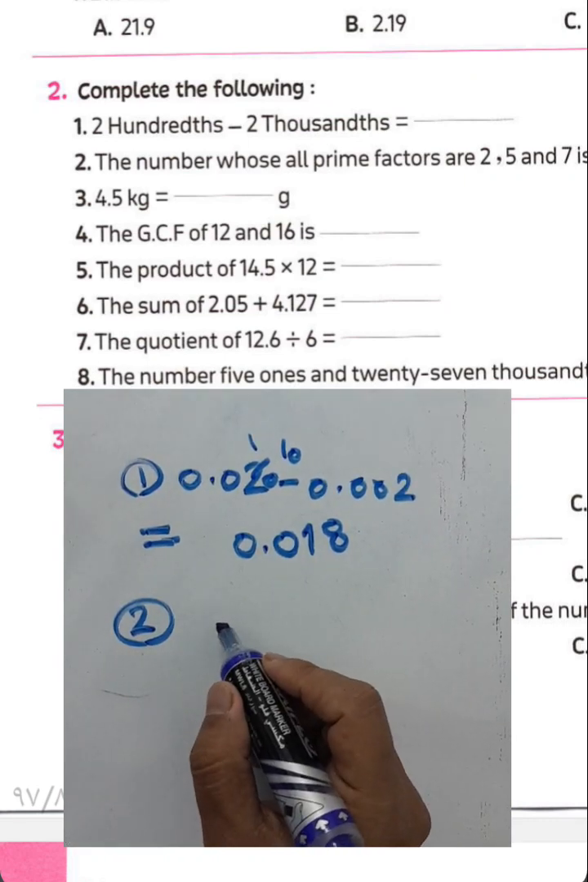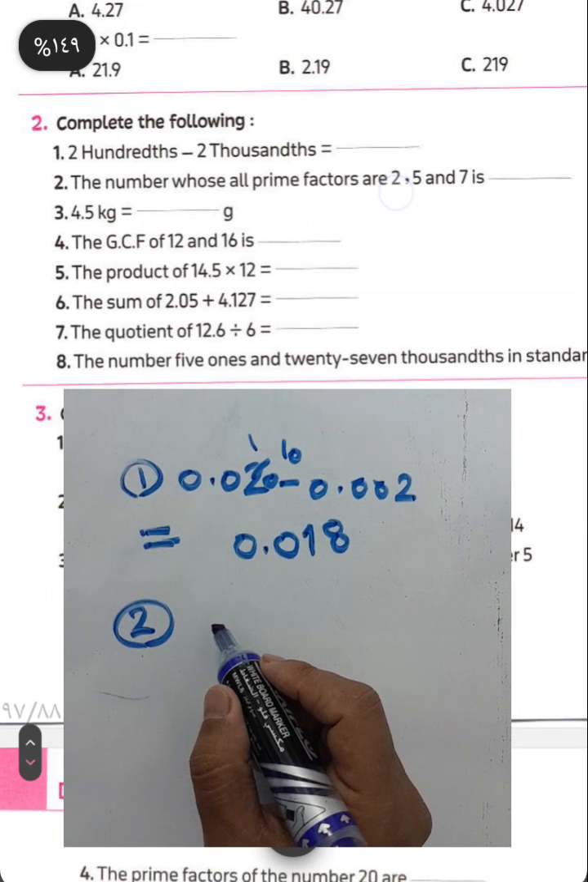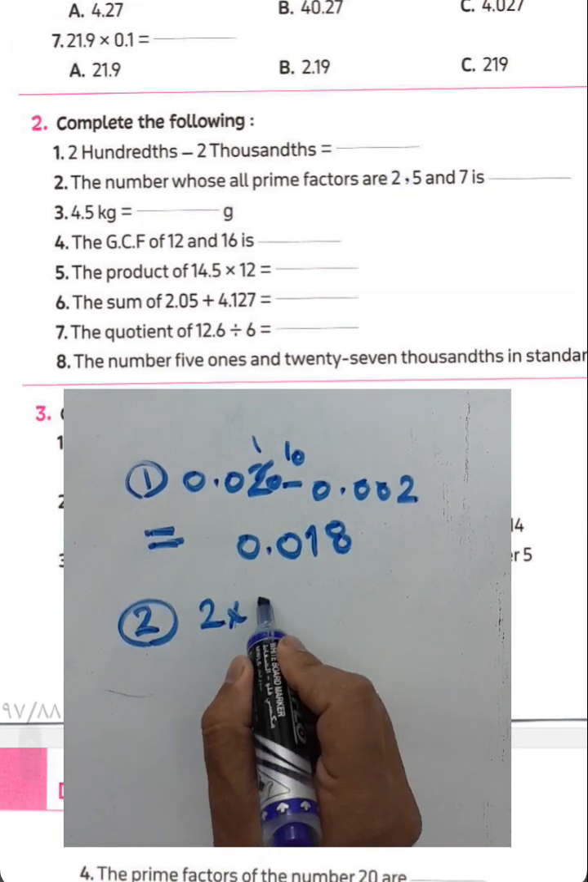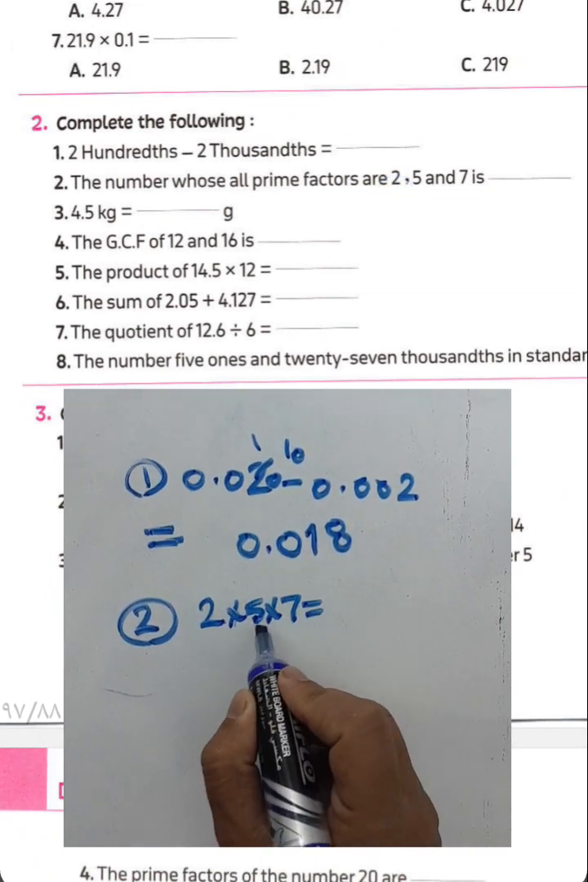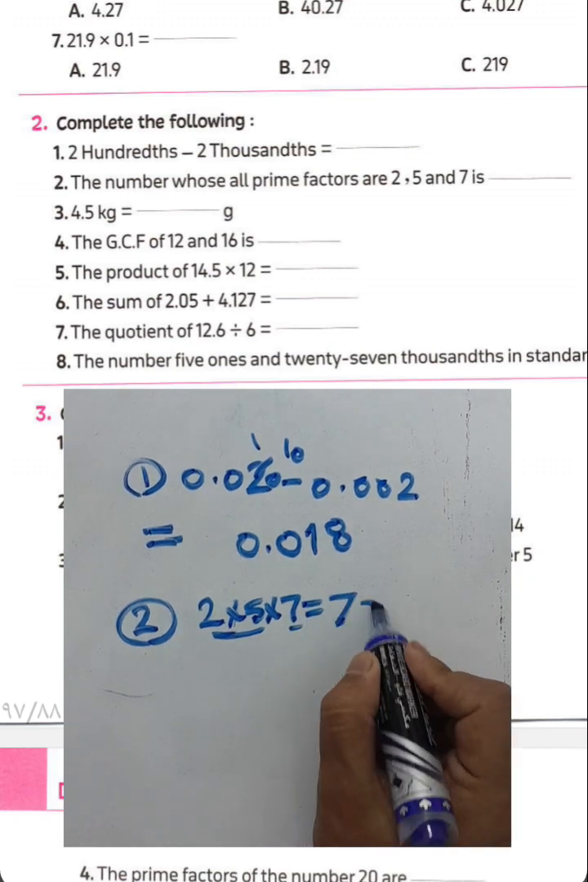The number whose prime factors are 2, 5 and 7, write 2 times 5 times 7. 2 times 5 equals 10. 10 times 7 equals 70.